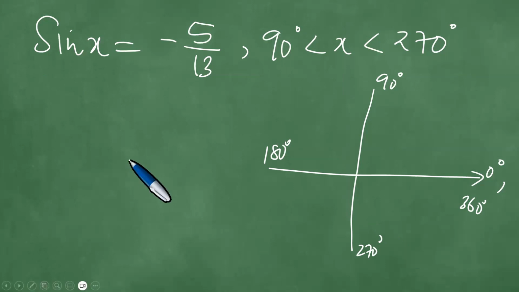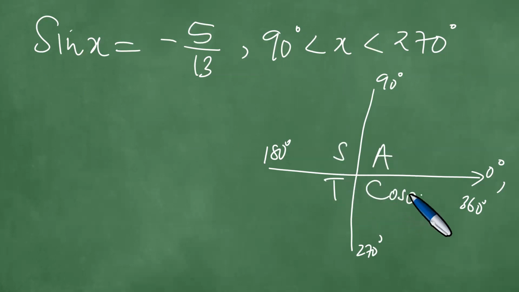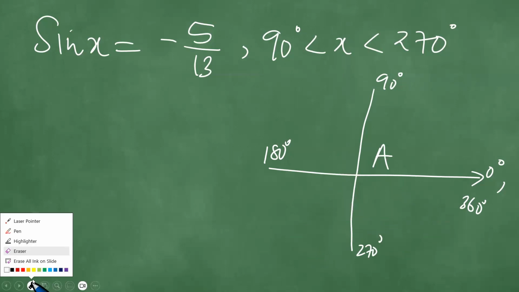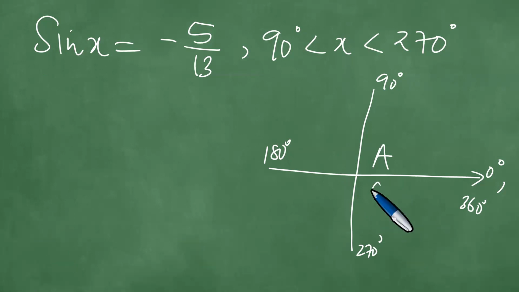At this point, what more do we then need to realize? We need to remember the CAST rule. The C stands for cosine, the S for sine, and then the T for tangent. So there are a couple of things you need to remember here. Cosine theta, this is the sine of theta, and this is the tangent of theta.